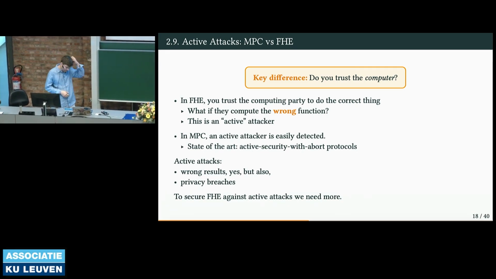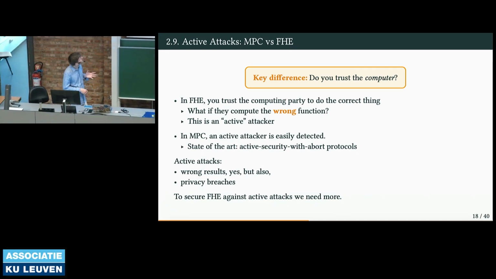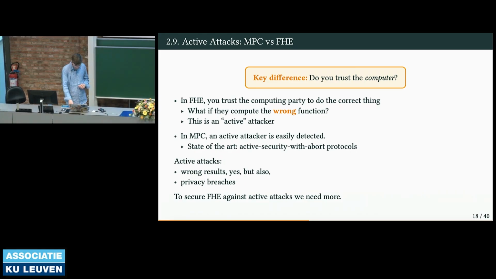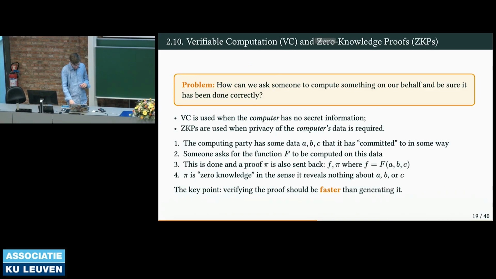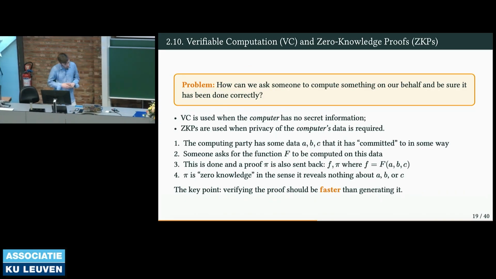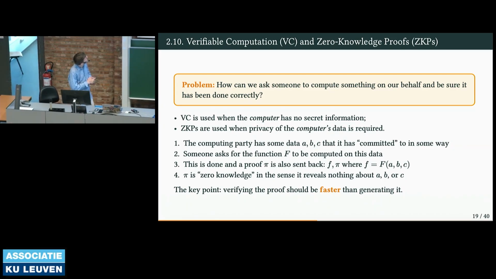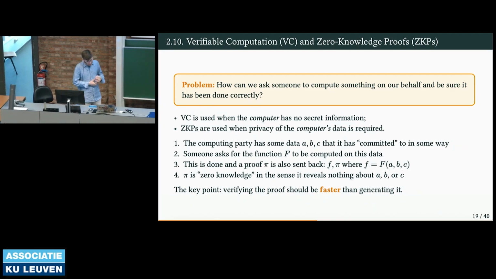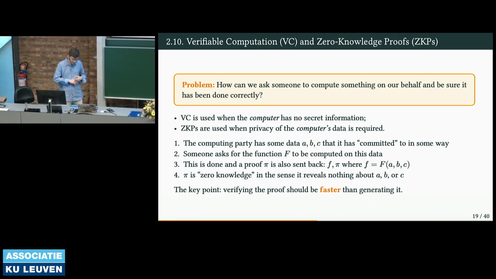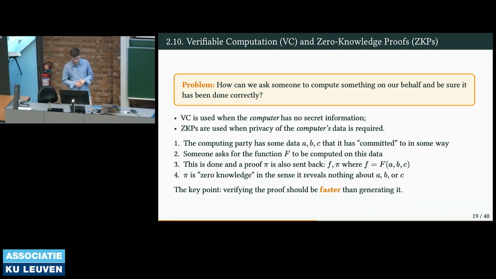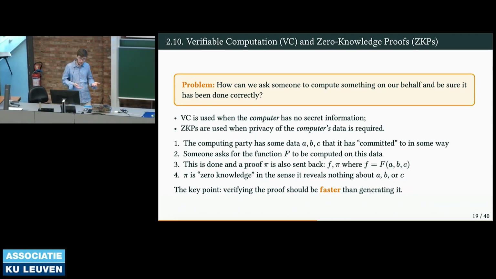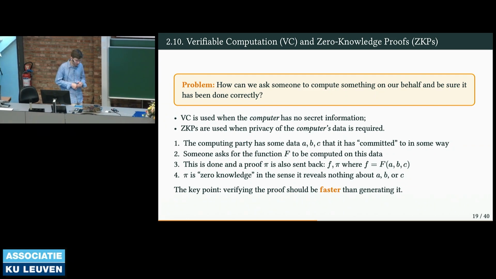So to be able to secure FHE against these kinds of active attacks, we need a third area of technology. These are usually referred to as verifiable computation and also zero-knowledge proofs. So that's the problem summarized: if we've asked someone to compute something for us, how are we sure that they've done it correctly? Verifiable computation and zero-knowledge proofs are two related ways of doing that.